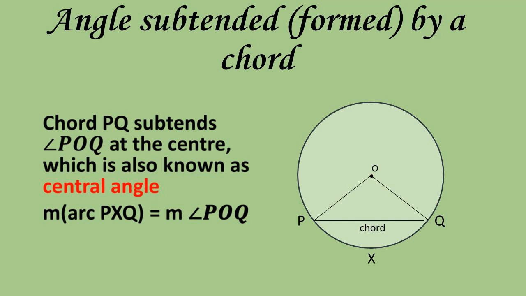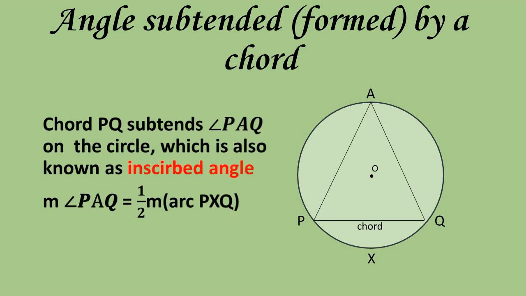Now we will come to angles subtended or formed by a chord. So we have chord PQ in the given circle with center O, and there's a minor arc PXQ formed. So chord PQ forms an angle with point O. The angle is called angle POQ, and it is formed with the center of the circle, as O is the center. This angle is called the central angle. So measure angle POQ at the center is the central angle. Now we can say that measure of arc PXQ will be equal to measure angle POQ.